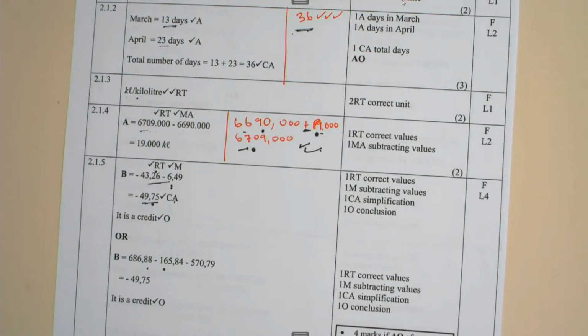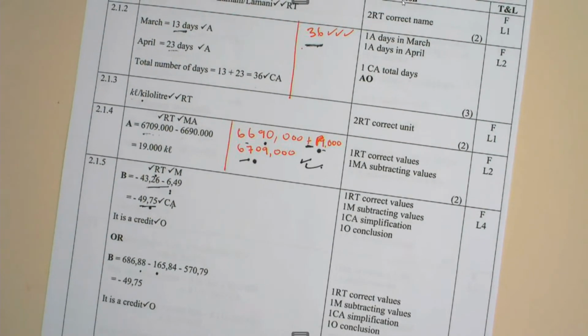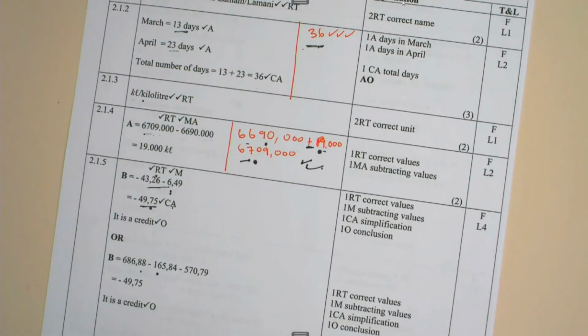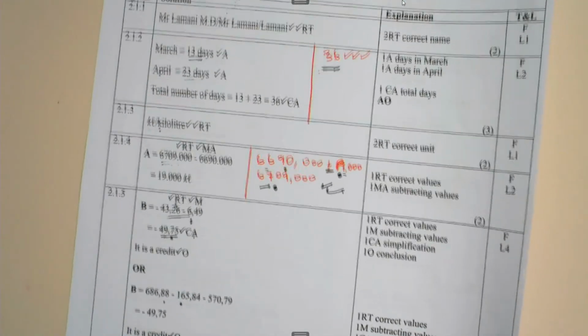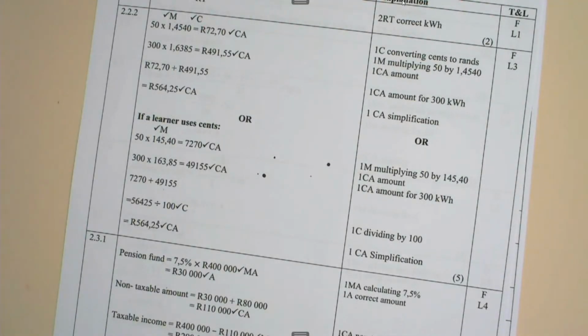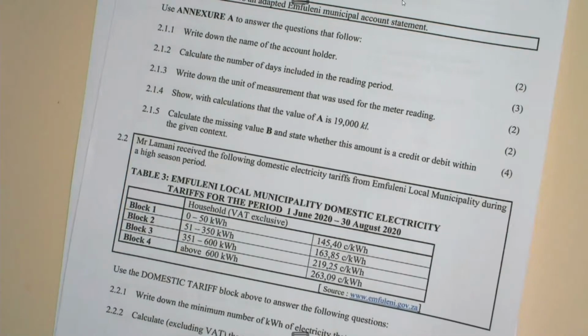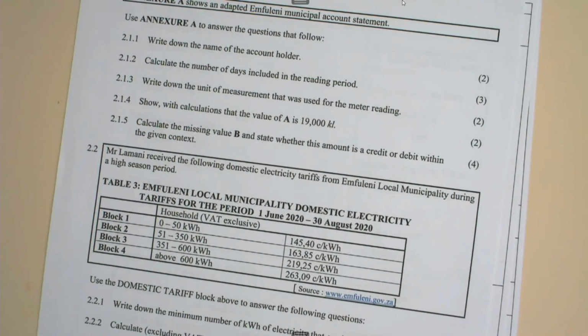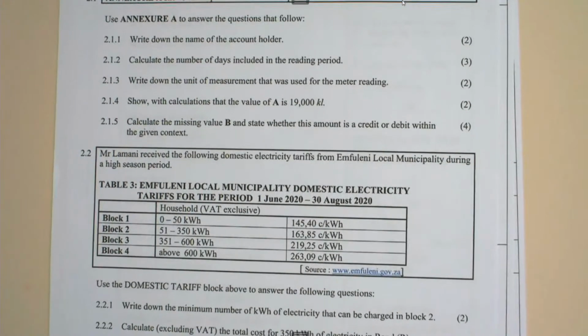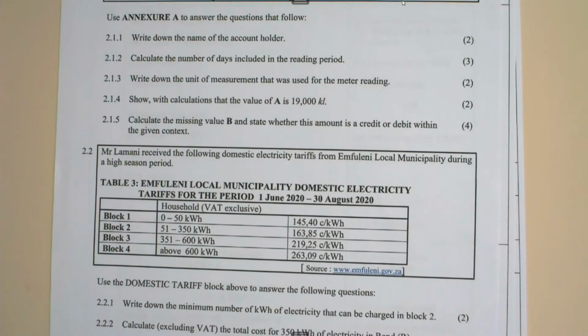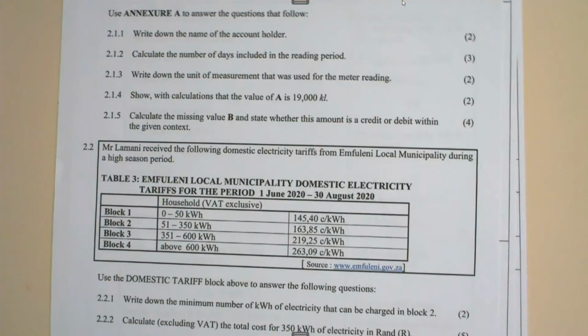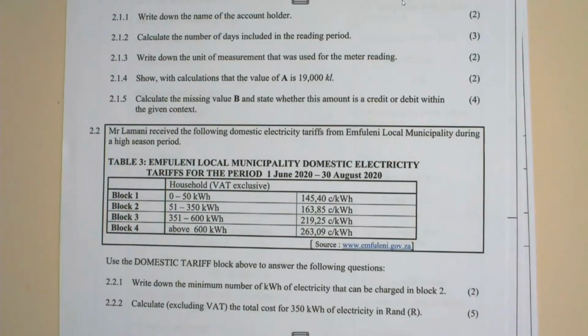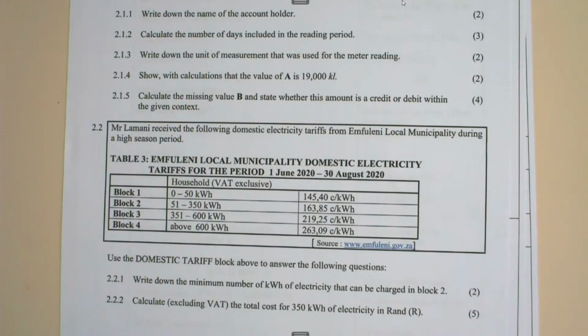Right, I hope we are still together. We're moving to 2.2. Question 2.2. Right, 2.2.1. This is what is given to us. It says Mr. Lamani received the following domestic electric tariffs from Mfuleni local municipality during a high season period. So that is the information which is given to us. And then the question says, use the domestic tariffs block above to answer the following questions.